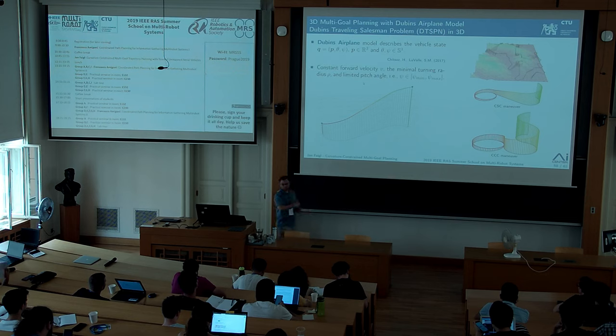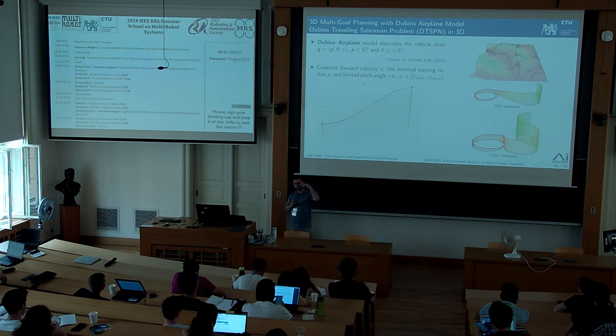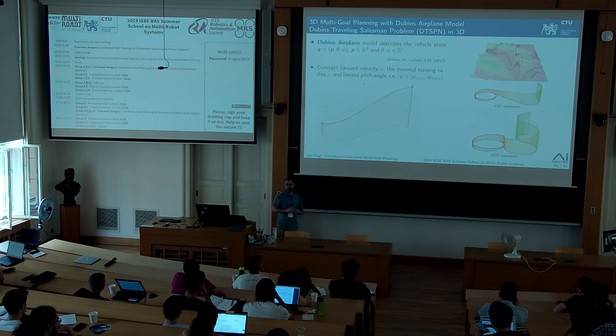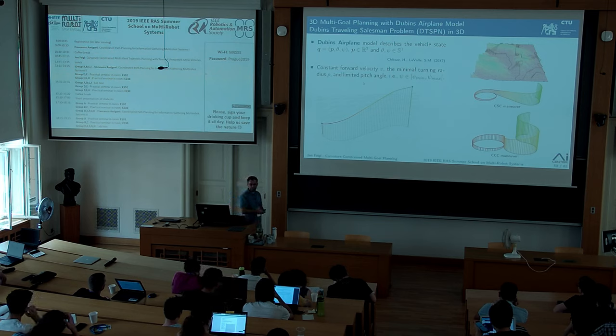But there exists another model, which is called Dubins airplane. And it has a limited pitch, but it's still not a perfect model. In this model, we are allowed to arbitrarily change the pitch at any point. Which may be true for some vehicles, but not for all aircraft, right? So it's still an approximation of a real vehicle or a really detailed dynamic model of the vehicle.